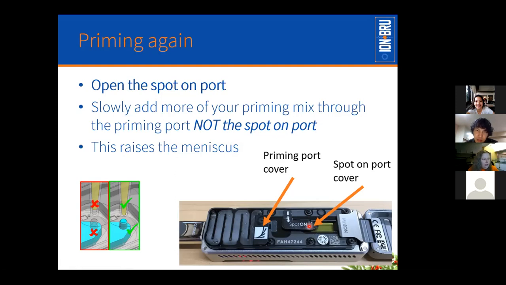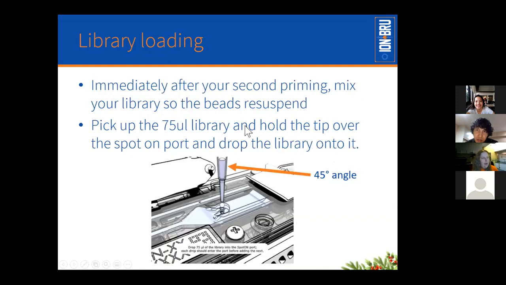Then once you've done that, once the meniscus is raised, you're going to mix your library by pipetting up and down, just gently. And once the beads are all resuspended, you're going to take your library, hold your pipette at a 45-degree angle. This image does not show that, but it should. At a 45-degree angle over this port, and then you're not going to touch the port with your pipette. You're just going to drop the library one drop at a time onto this hole. And because that fluid is so high in that port, it should just siphon straight in.